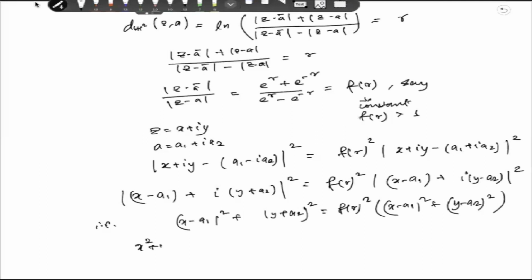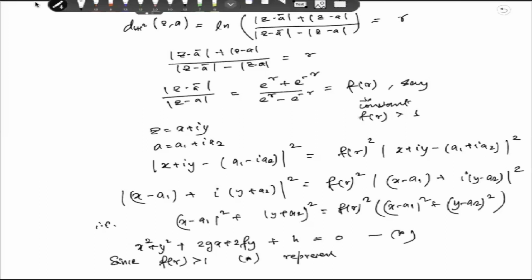So x square plus y square plus some 2gx plus 2fy plus some h is equal to 0. Since this f(r) is greater than 1, the above equation will represent a circle in the upper half plane, and this circle is the Euclidean circle.